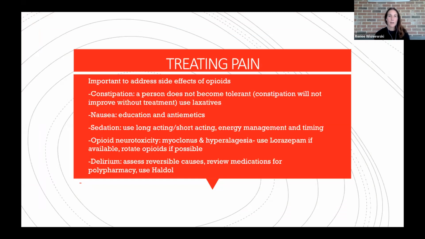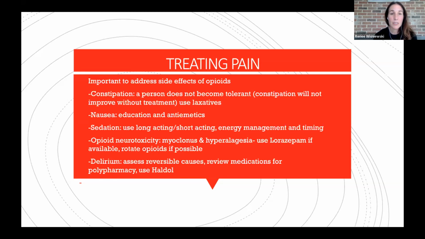And then some key take-home points in treating pain. Especially if treating pain with opioids, it's important to address the side effects. Constipation is number one. A person does not become tolerant to constipation, so you have to have them on a bowel regimen if they are on opioids. Nausea is a side effect. Just educate that it can be present, that it's important to have a little bit in your stomach, and you can prescribe or utilize antiemetics if needed.